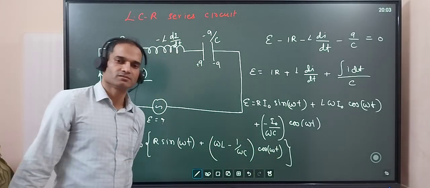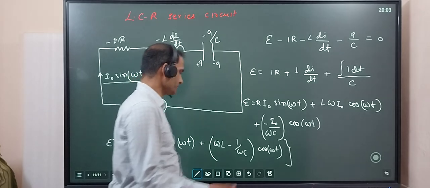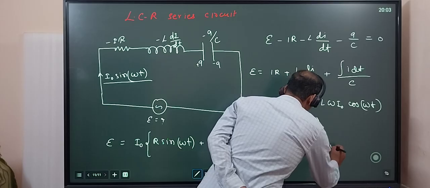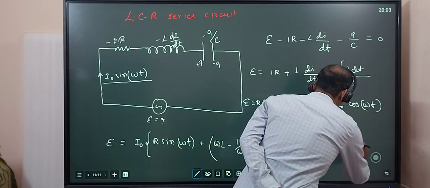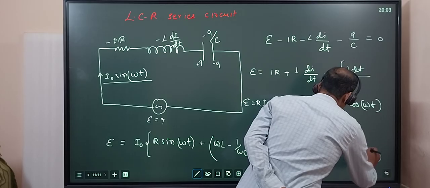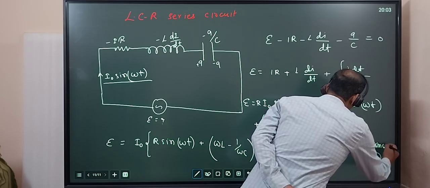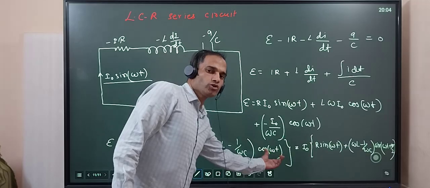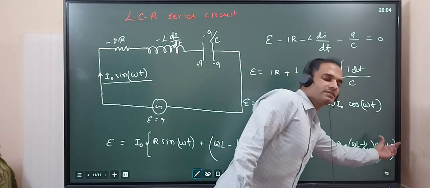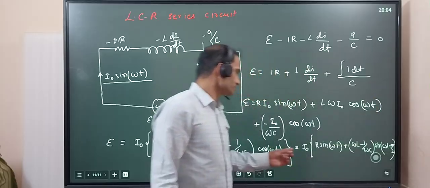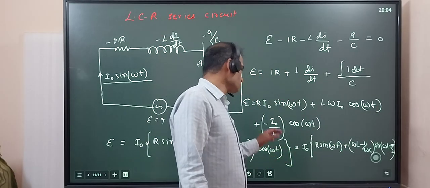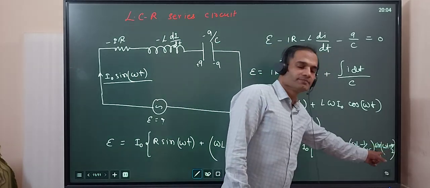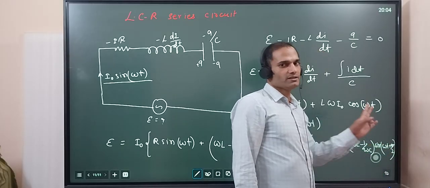This cos omega t means 90 degrees ahead. So I will write it again: I naught R sine omega t plus omega L minus 1 by omega C sine omega t plus pi by 2. Here instead of cos omega t I have written sine omega t plus pi by 2, because sine omega t plus pi by 2 is cos. So we have two phasors, and one is leading by an angle of 90 degrees.